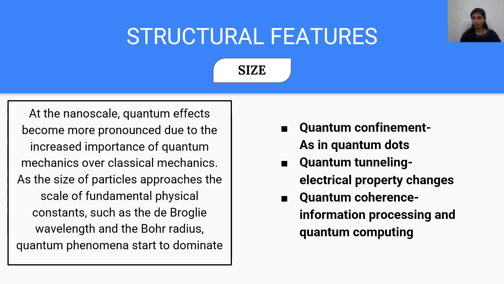Second is the tunneling phenomenon. Quantum tunneling becomes more significant in nanoscale structures. Particles can penetrate potential barriers that classical physics would deem impenetrable, allowing for unique electronic transport phenomena. The quantum coherence: nanoscale systems can exhibit quantum coherence, where particles exist in superposition states and maintain quantum entanglement over longer distances. This can lead to novel properties in quantum computing and information processing.